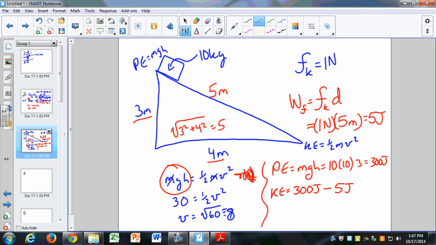The work due to friction is negative, right? So if you say minus the work, then it's minus a negative value, which would be positive. But just, right, minus 5. The work done is 5 joules. It's actually negative 5 joules.